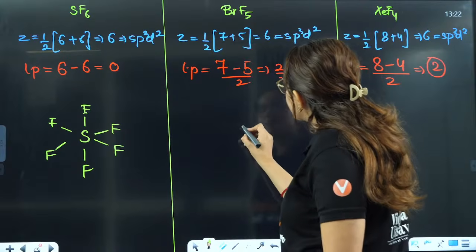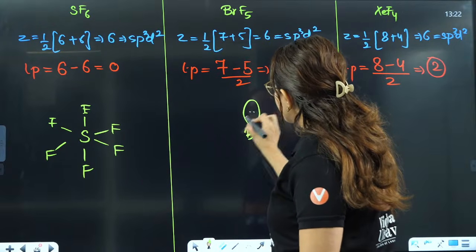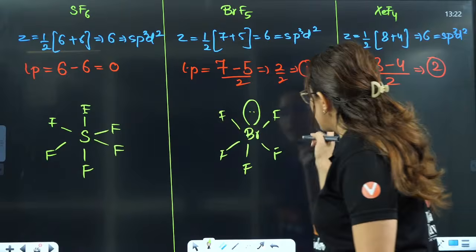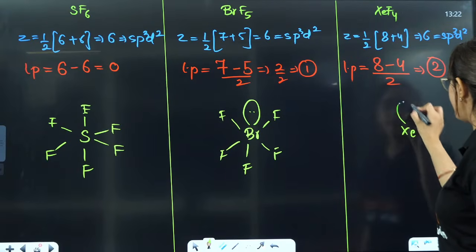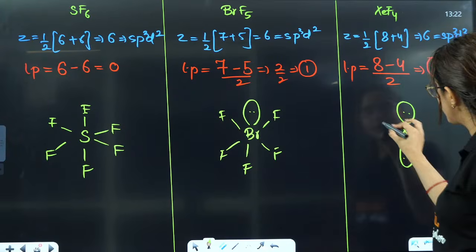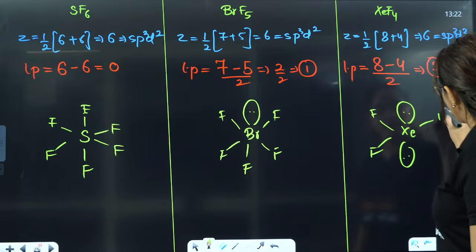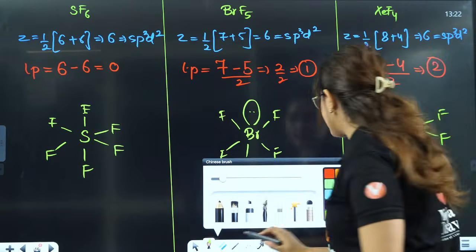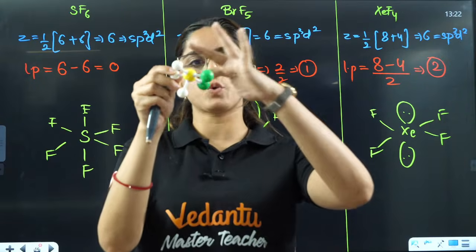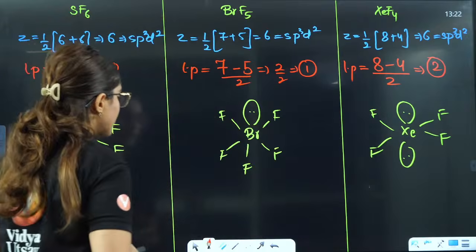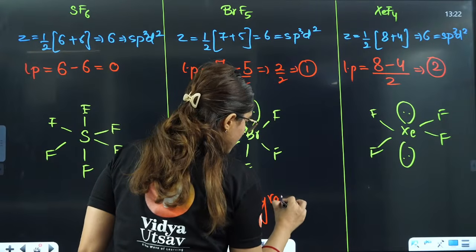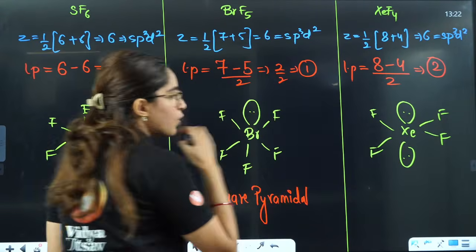Now, if you place one lone pair, you will place it here. This will be the structure. Here you will place them opposite to each other to have minimum repulsions. So fluorine, fluorine, fluorine, fluorine. Now you can see this. When you take out any lone pair here, it will become square pyramidal, right? So you can say this is actually square pyramidal.